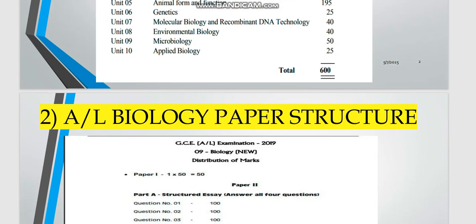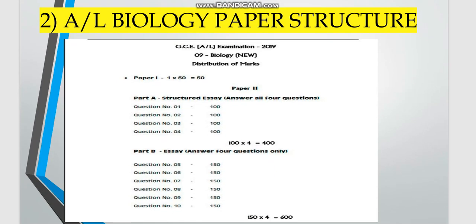So let's move on to the second topic I wanted to discuss, the A-level biology paper structure. You have 2 papers, that is paper 1 and paper 2, or we can simply say part 1 and part 2. Part 1 consists of 50 compulsory MCQs which you have to complete within 2 hours, and that paper will be a separate exam on a particular day, and paper 2 you have on a separate day.